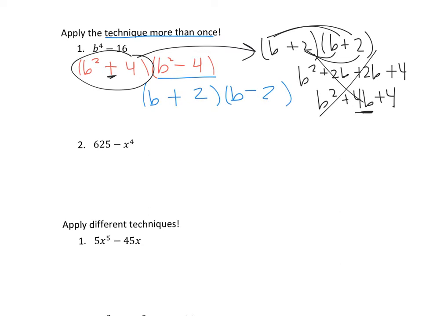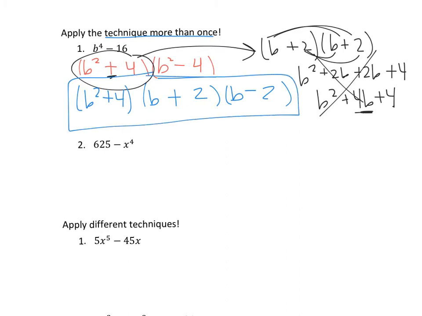So now to write my final answer, I still have to write the b squared plus 4 because that's part of my answer, along with b plus 2 and b minus 2. So that would be the fully factored form. You always have to look and see, is my answer fully factored or in the completely simplified form? And if it's not, then you need to continue to factor. So be looking for some more things to factor down.